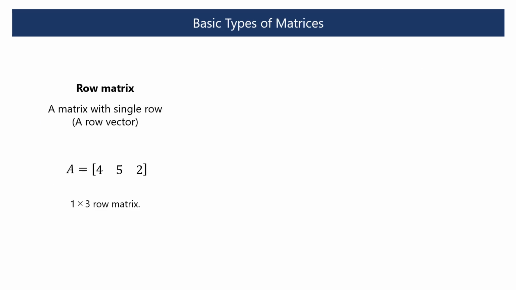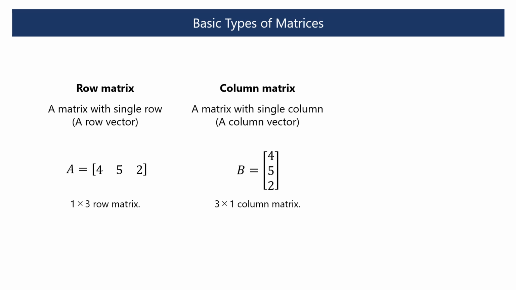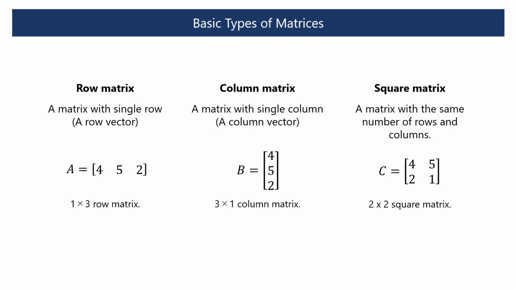These are basic types of matrices. A row matrix is a matrix with a single row. It is the same as a row vector. In this example, matrix A is a 1 by 3 row matrix. A column matrix is a matrix with a single column. It is the same as a column vector. In this example, matrix B is a 3 by 1 column matrix. A square matrix is a matrix with the same number of rows and columns. In this example, matrix C is a 2 by 2 matrix. It's called a square matrix.